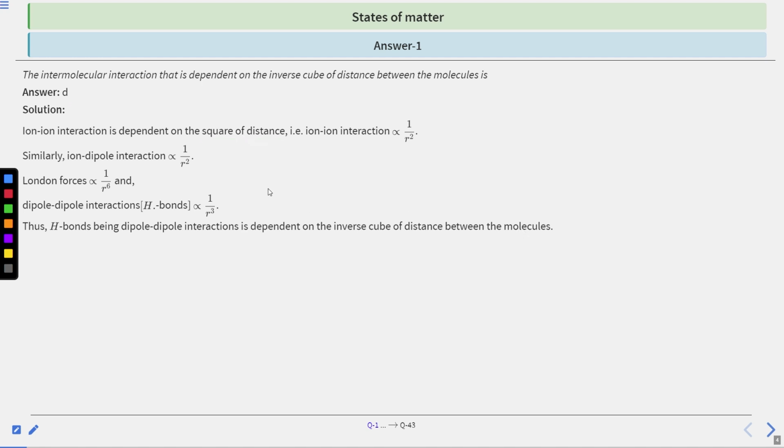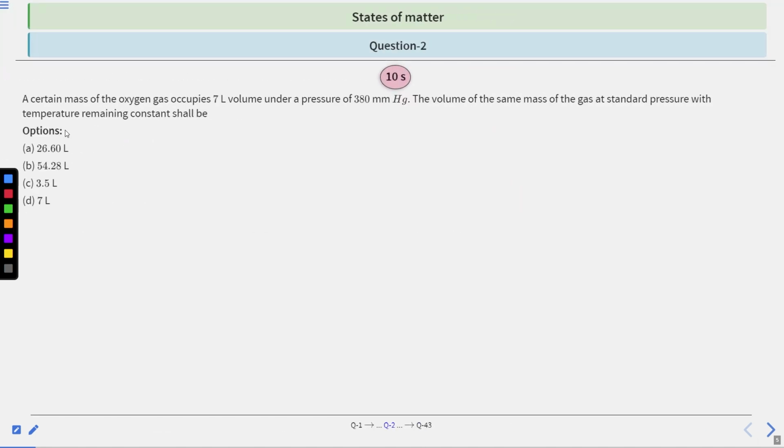Okay, so question number 2. A certain mass of oxygen gas occupies 7 liter volume under a pressure of 380 mmHg. The volume of same mass of the gas at standard pressure with temperature remaining constant shall be. Options are 26.60 liter, 54.28 liter, 3.5 liter and 7 liter. You have 10 seconds to solve this question by yourself. After that, we will see the answer.